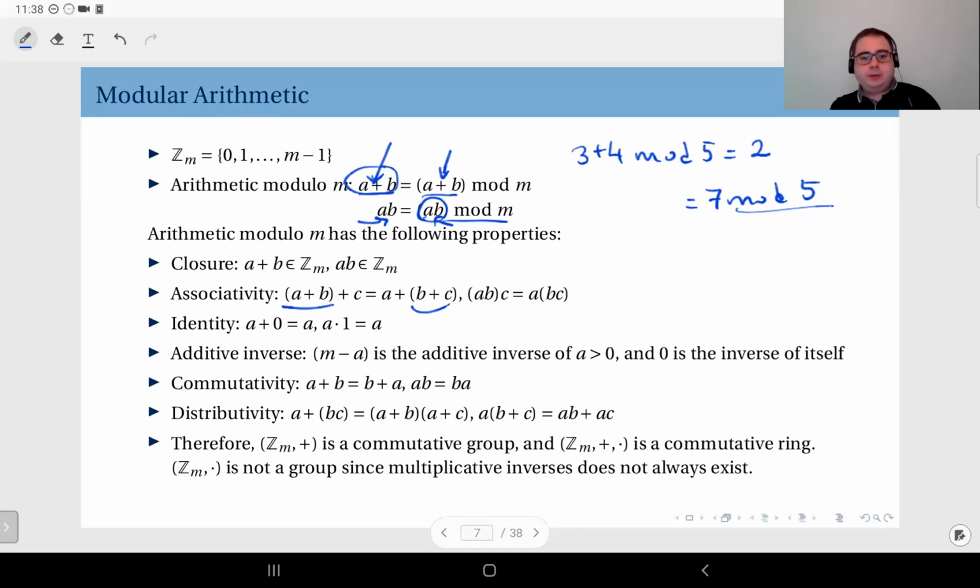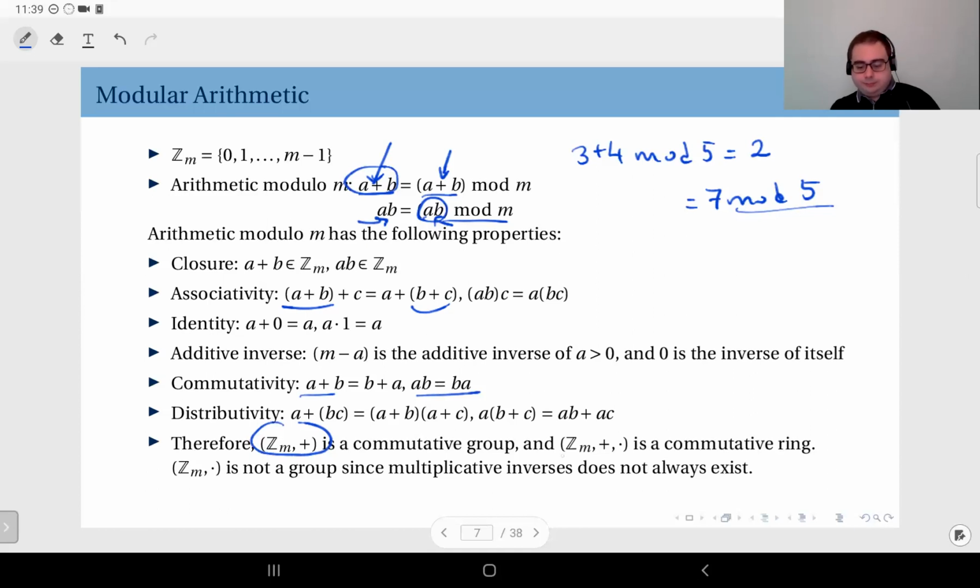Okay, and we have commutativity again for both addition and multiplication, and we have distributivity. This might be confusing, because ordinarily we have distributivity of multiplication over addition in general, but not the other way. However, in modular arithmetic, we have both distributivity of addition over multiplication and multiplication over addition. Now, when you look at these properties, we see that the structure Zm with addition is a commutative group, or an abelian group, if you remember.